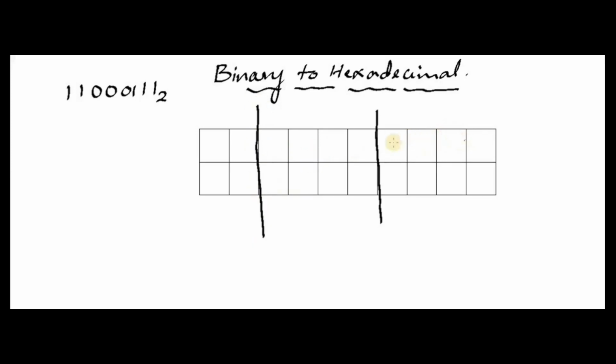Now, on the top row you have to keep the numbers 1 2 4 8 and 1 2 4 8. You may wonder how I got this. This one is 2 to the power 0, 2 to the power 1, 2 to the power 2, and this one is 2 to the power 3. Same as this, this one is also 2 to the power 0, 2 to the power 1, 2 to the power 2, and this one is 2 to the power 3.